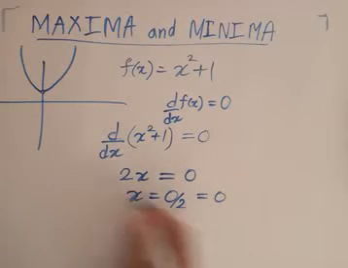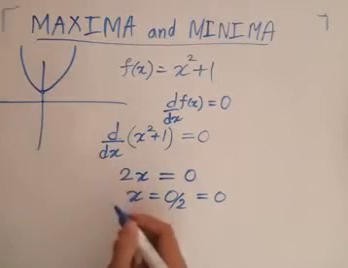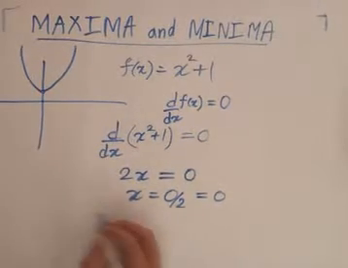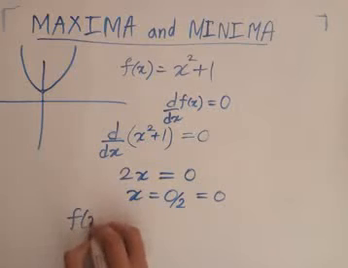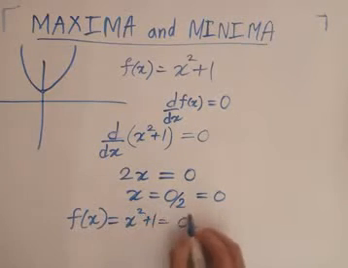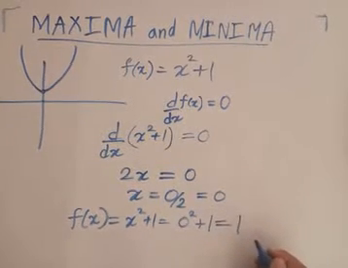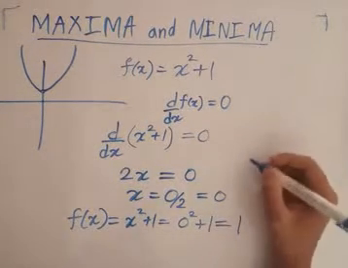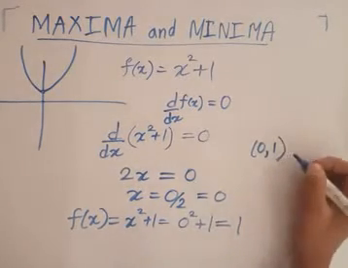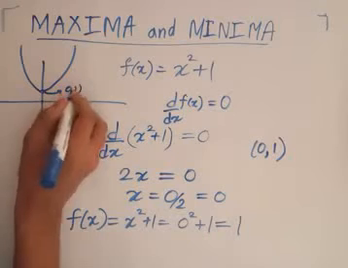And of course this we already knew, that x must be equal to 0 because we can see it from here. But now we want to find the y coordinate. So if x is equal to 0, then what is f of x? So it's just x square plus 1. So that's 0 square plus 1, and that's 1. So finally we know that at 0, 1, that is this point here, so this point is actually (0, 1).